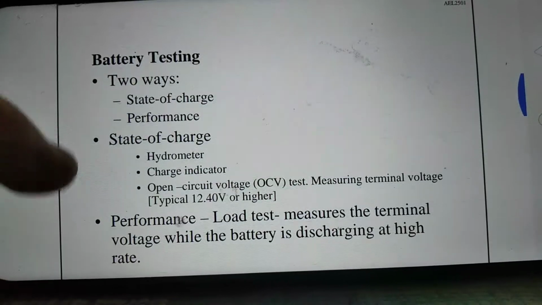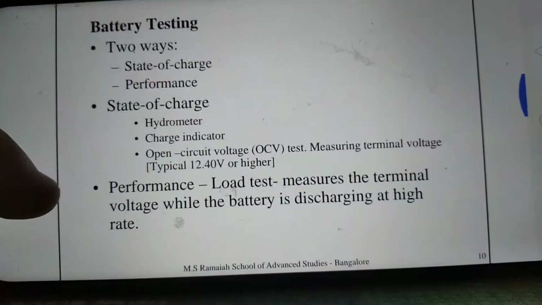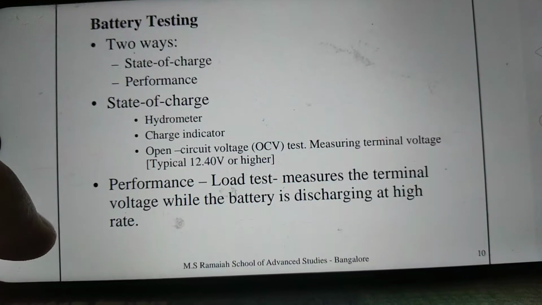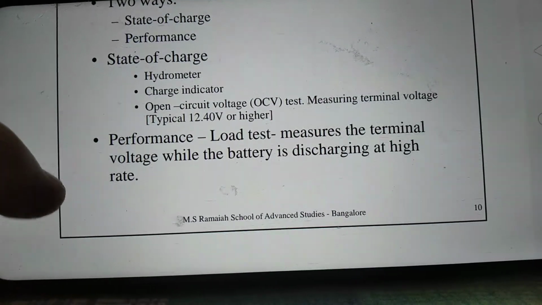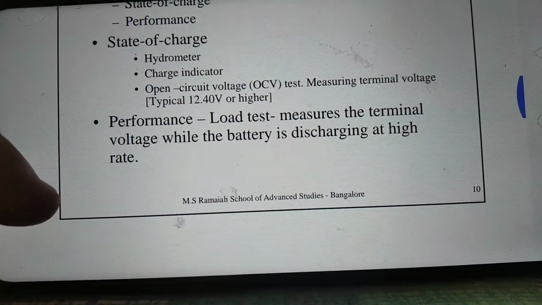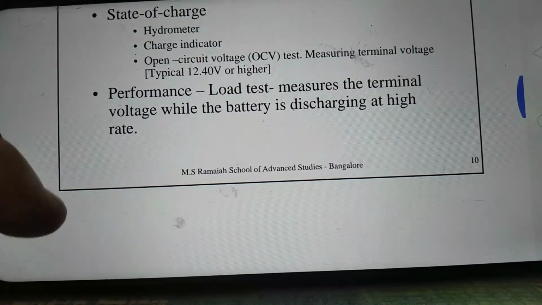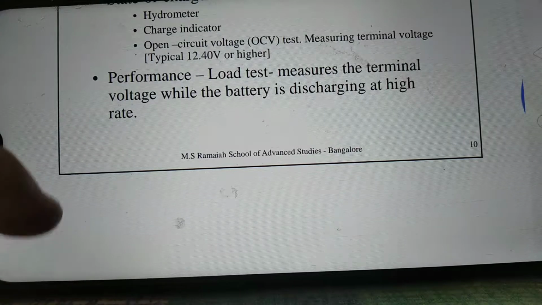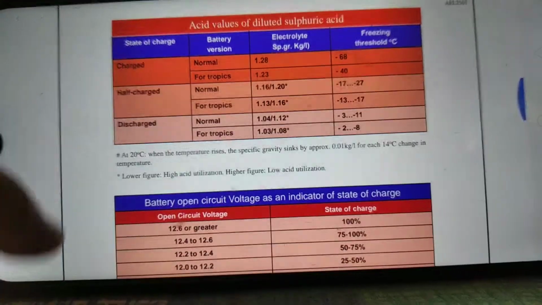Now, how are batteries tested? Automobile batteries are tested in two ways: state of charge first, and second is performance. In state of charge testing, hydrometer, charge indicator and open circuit voltage tests measuring terminal voltages are used. In performance testing, the load test measures the terminal voltage while the battery is discharging at a high rate. So these are the different tests for batteries.